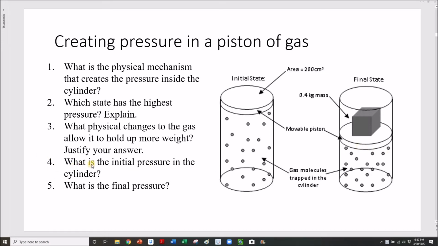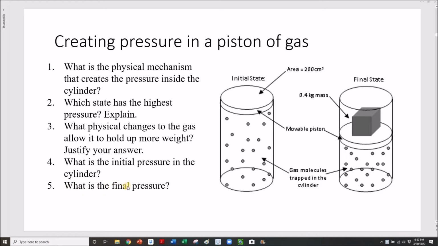Number 4 over here asks, what is the initial pressure in the cylinder? Okay, there's gas inside the cylinder pushing up on the piston, and if the piston is free to move, then it would pop out unless there's something up top pushing down. Now there's no weight up here, so what's pushing down must be the atmosphere from the outside. So this must be in equilibrium if it's not moving, so therefore the pressure on the outside must equal the pressure inside the cylinder, inside the gas.